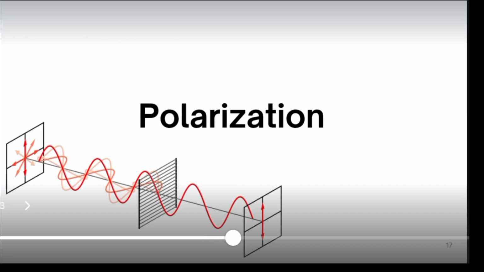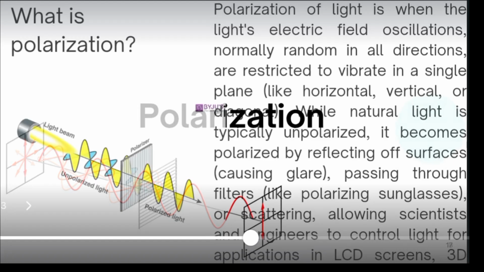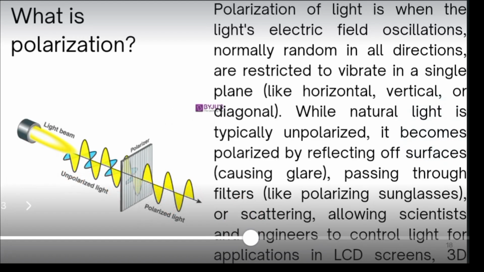So now let's move on to polarization. What is polarization? Polarization of light is when the light's electric field oscillations, normally random in all directions, are restricted to vibrate in a single plane, like horizontal, vertical, or diagonal.